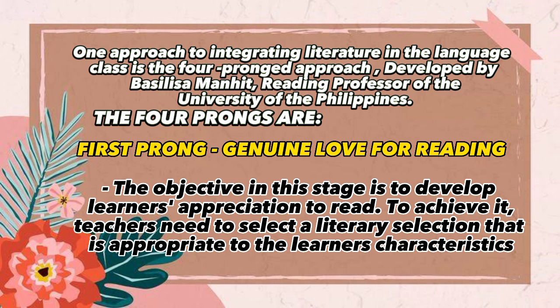First prong is genuine love for reading. The objective in this stage is to develop learners' appreciation to read. To achieve it, teachers need to select a literary selection, either a story or a poem, that is appropriate to the learners' characteristics. Their characteristics include their interests, age, and vocabulary level.